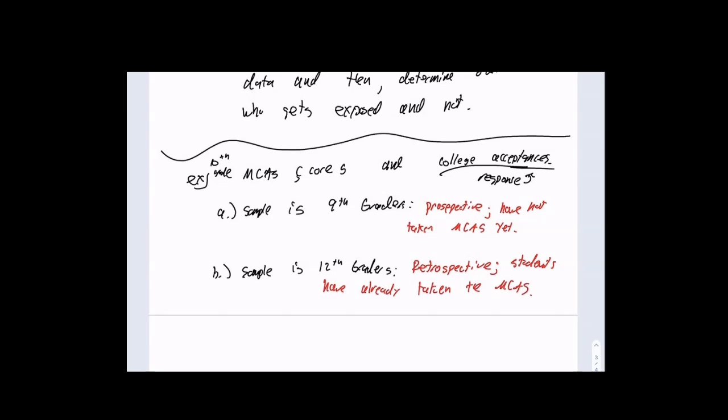And so if I select them in the 9th grade and I follow them, this is a prospective study because they have not yet taken the MCAS. If I select them and they've already taken it, then this is called a retrospective study because the result of the differences between the MCAS scores has already occurred.